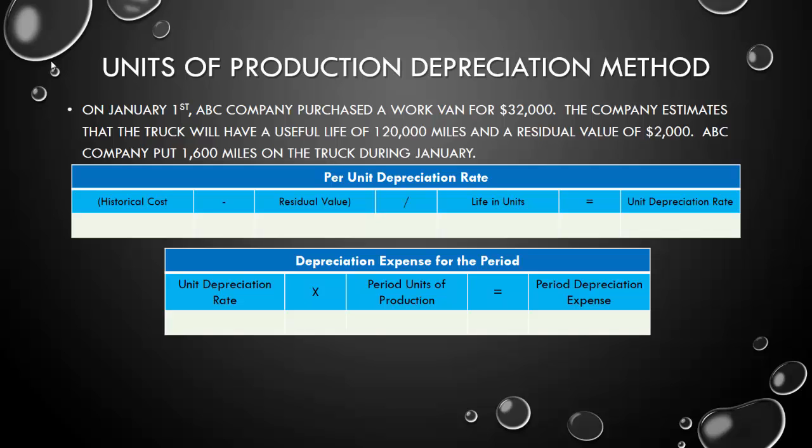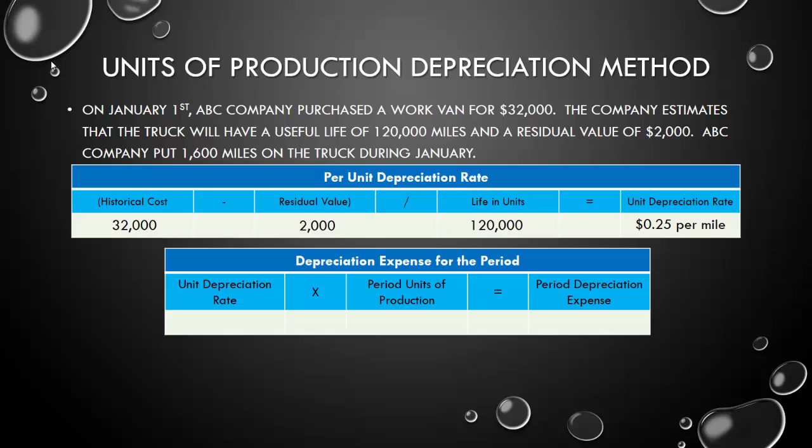What we need to do is take our historical cost, which was $32,000, subtract out what we think it's going to be worth at the end, which is $2,000, and that gives us our depreciation base. We think that this van is going to lose $30,000 in value over its life. Well, let's spread out that loss of value evenly over every mile we expect to drive it. We think its life in units is going to be 120,000. So if we math that out, we come up with 25 cents.